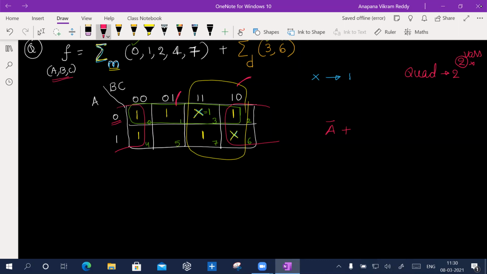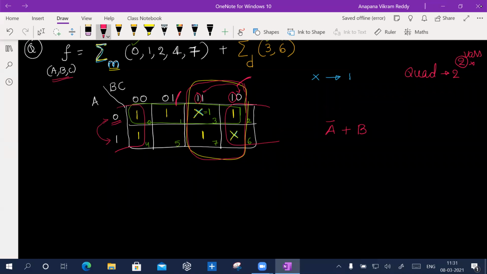So what do I get now? B. That is B. Because if I choose this particular quad, A is changing from 0 to 1. I don't want any changing stuff. And C is also changing from 1 to 0. I don't want this. I want common stuff. So B is common, because in K-map, we always take common terms. So A complement or B.